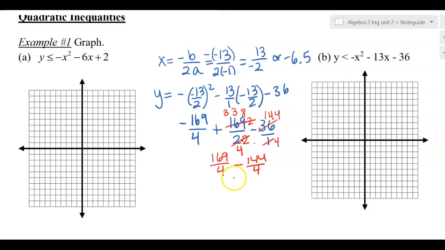And 169 minus 144 is 25 over 4. Is this okay with everybody? A lot of fraction work in there, but we figured it out. And so 25 over 4 is equal to 6 1/4. So our vertex is at negative 6.5, and then the y-coordinate is 6 1/4.